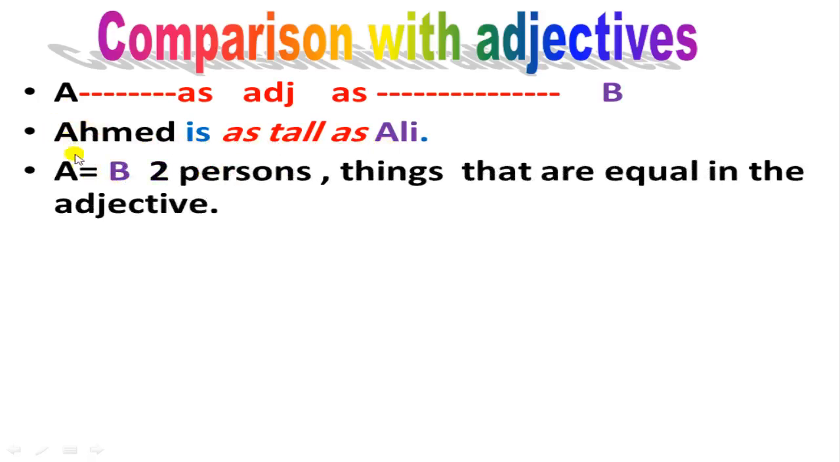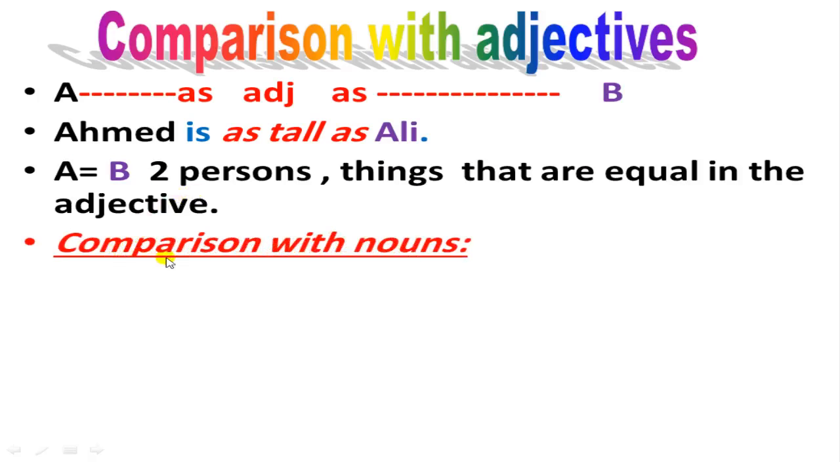A equals B. Ahmed, Ali. Ahmed and Ali are equal. A equals B. We use as adjective as when I have two persons or two things that are equal in the adjective. Comparison with nouns.